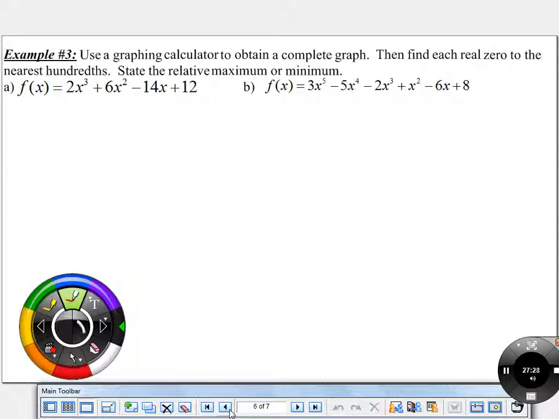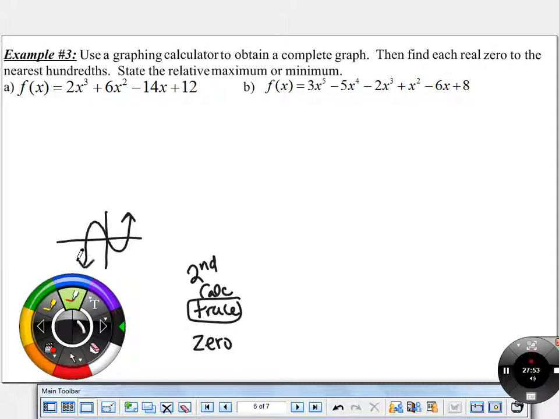So let's say you fix it all, you get the pretty little picture in your window. How are you going to go find the zeros? Molly? Good. So second, trace, which really gives us the calculate menu, and we would choose the choice that says zeros. Okay, and it's going to ask you for a left bound and your right bound. Remember, if you're looking at a graph that's crossing the x-axis, if there's 3 zeros, you're going to have to do 3 different calculations.